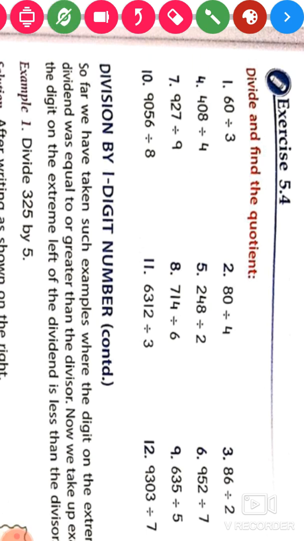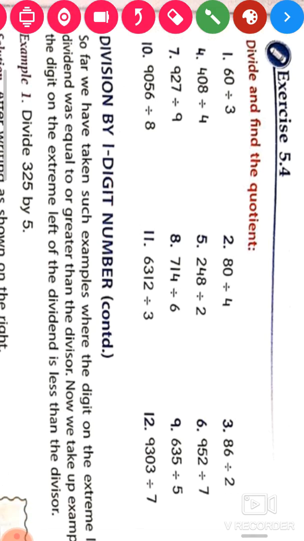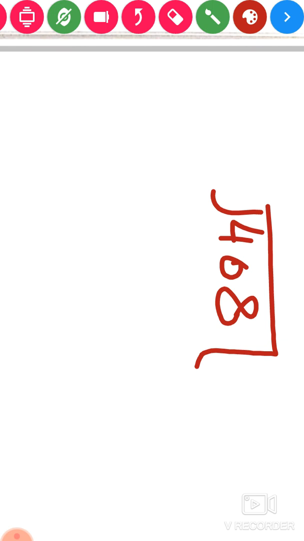Now next question is 408 divided by 4. Okay. Let us do this question. 408 divided by 4.